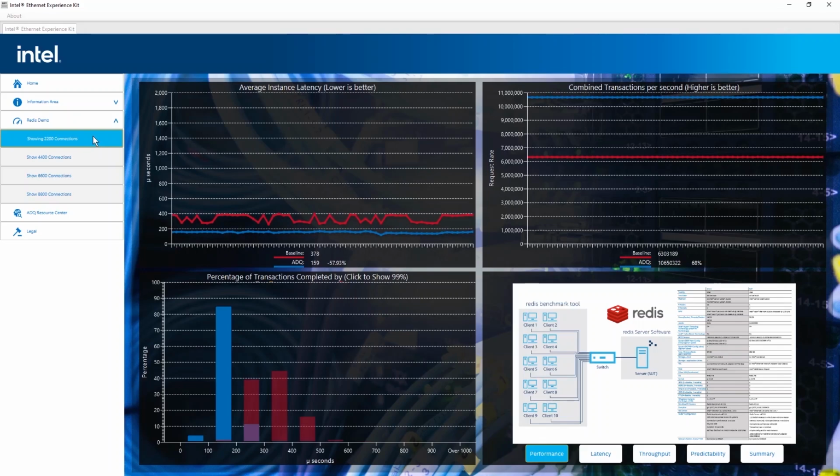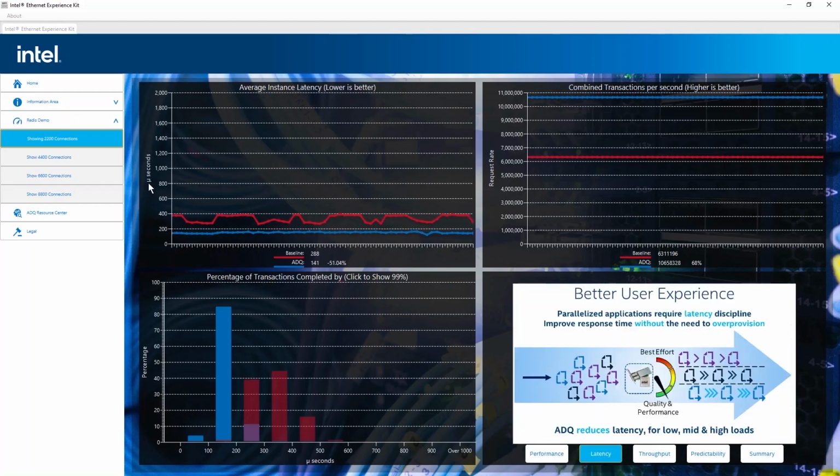Let's take a moment and describe what we're seeing on the screen. Two charts on the top are showing average latency and throughput. These are known to be the most adopted quality of service or QoS measures. The left chart is showing predictability, which I'll cover in a moment. On the menu, I can change the number of connections from 22 to 8800, representing low, medium, and high traffic on the system. Average latency measured in microseconds shows packet average traverse time from the interface at the network adapter up to the Redis application.